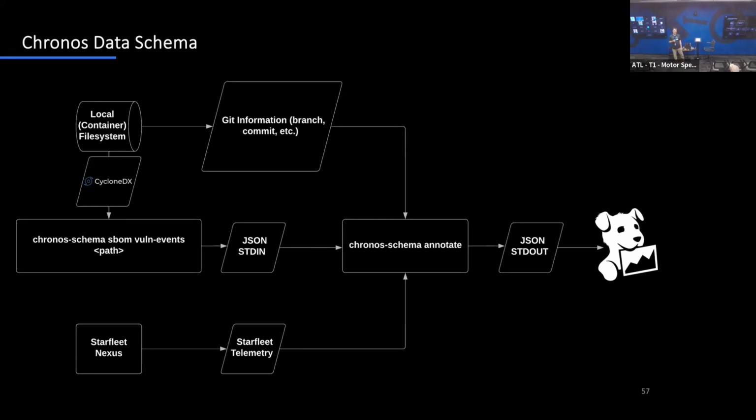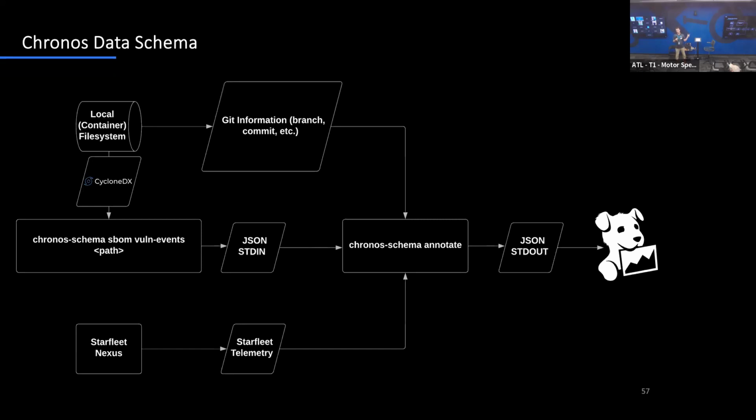system we built. So, local container file system. We got our CycloneDX information. We send that to a tool we wrote that creates these vulnerability events and sends them to Datadog. And the Chrono schema annotate is what takes in the output vulnerability event, and then it adds on those extra fields like lifecycle.